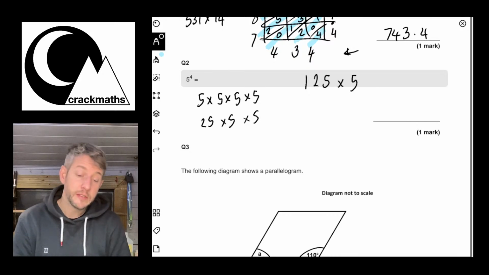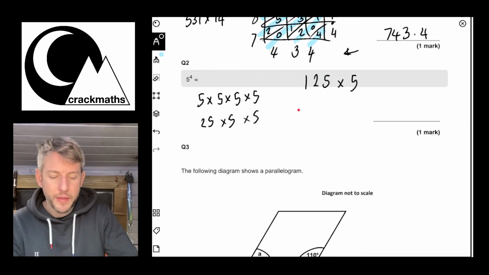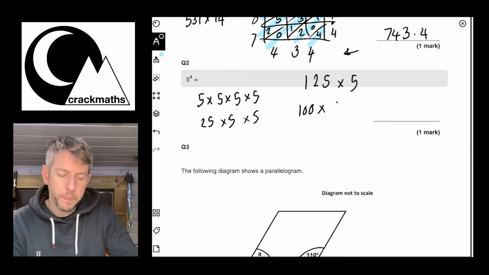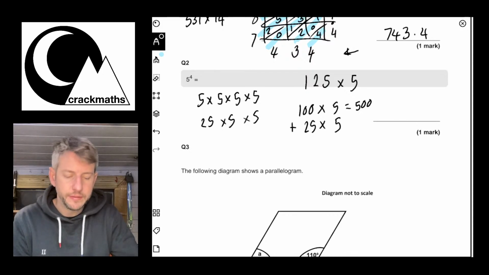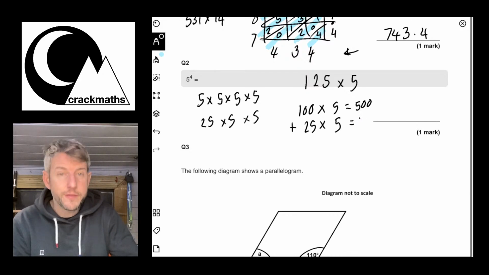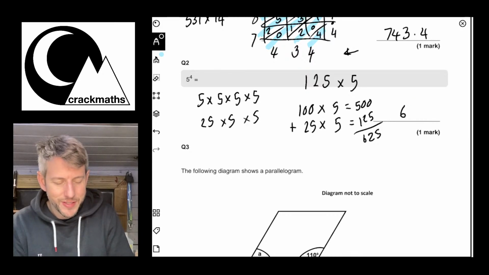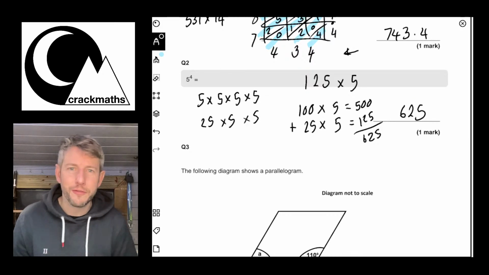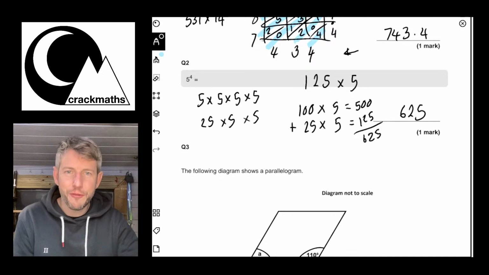I'm going to split this up to do it. I'll think about it as 100 times 5 plus 25 times 5. 100 times 5 gives us 500, and 25 times 5 gives us another 125. Adding these together gives 625. So I'm going to write down 625. Perfect.